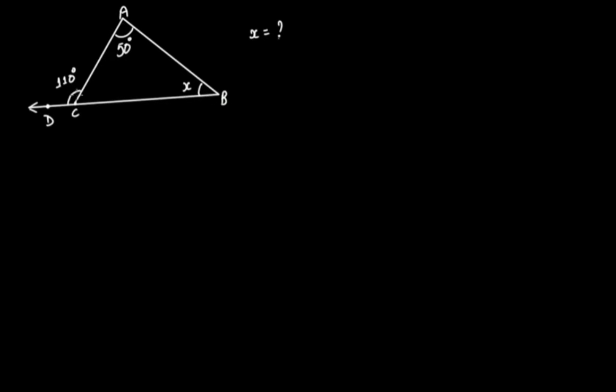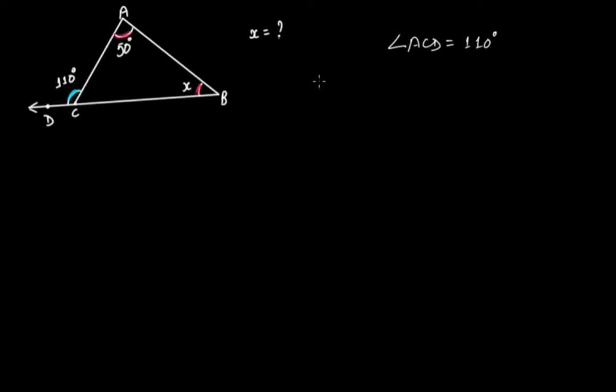If this is a triangle and 110 degree here, that is, angle ACD is the exterior angle and that is 110 degree, you have to find the value of X. Now for this exterior angle, you have this interior angle and this interior angle. So these two are interior opposite angles. One interior opposite angle and the second interior opposite angle.